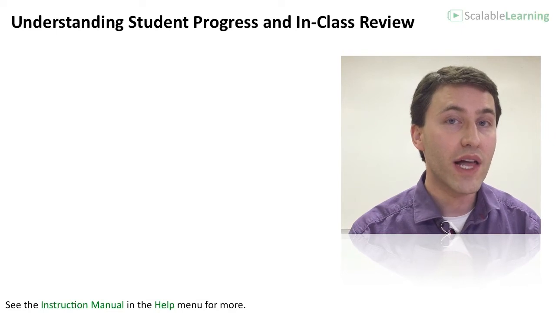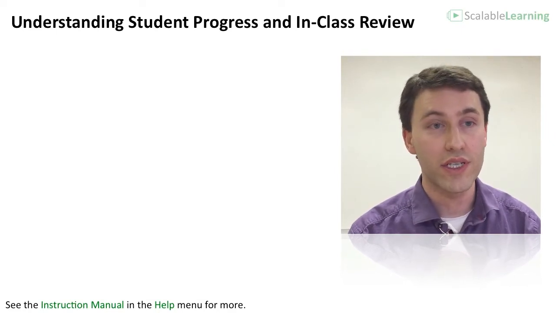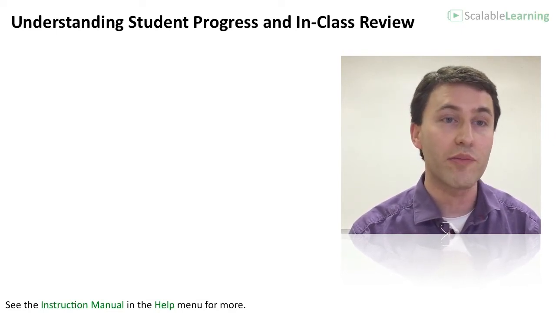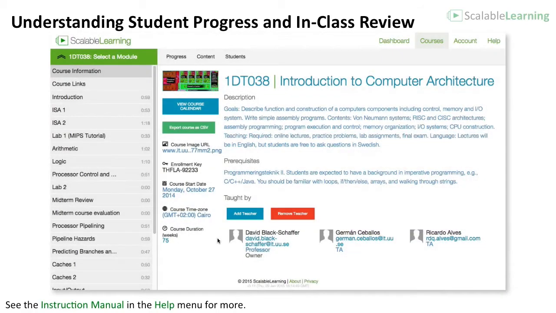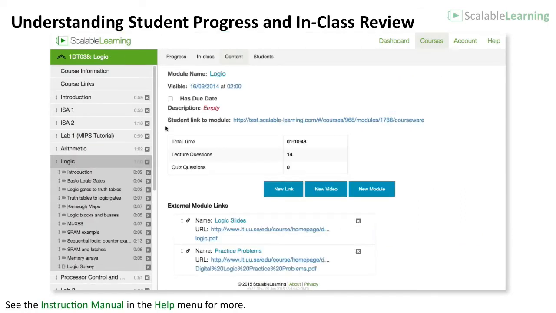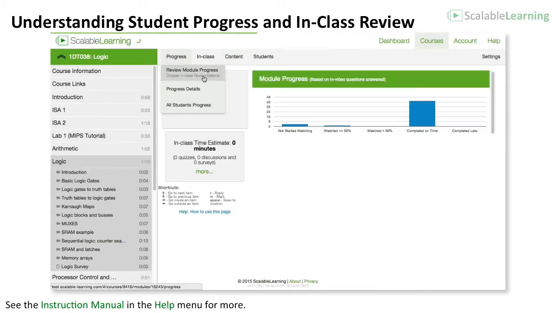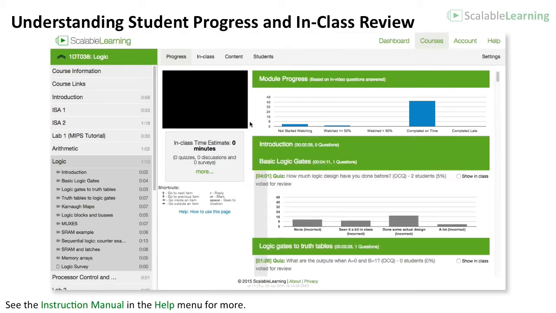Now before you come into the classroom, you want to understand how your students did online. So you're going to review their progress and prepare for an in-class review using Scalable Learning. To review students' progress, you're going to first select the module that you want to review. And once you've selected it, you can then go to the Progress menu and choose Review Module Progress. When you choose Review Module Progress, it will load how the students did in the module online.